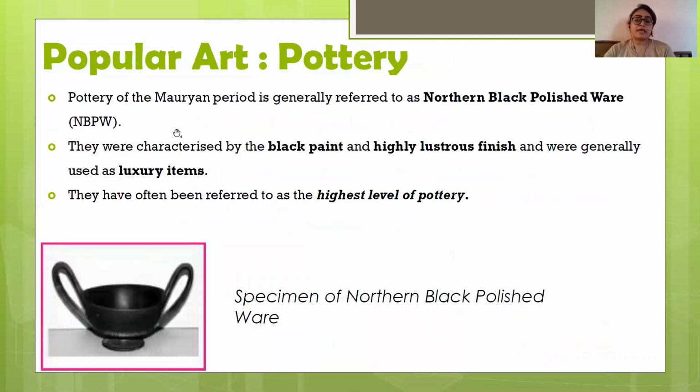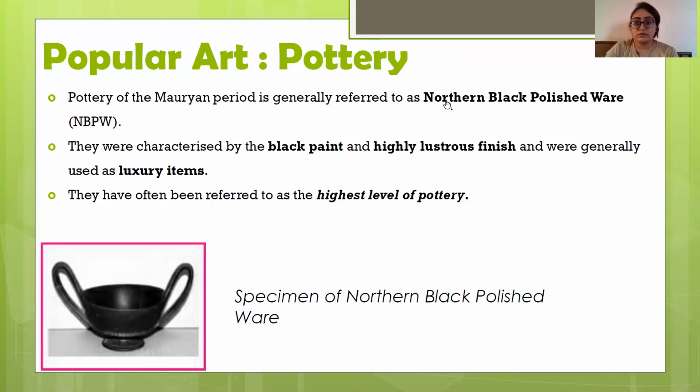Then under popular art, we have seen the third one was pottery. Pottery of the Mauryan period is generally referred to as northern black polished ware. If you remember, Harappan pottery was called red and black ware with red background and black designs. In the Mauryan period, it is called northern black polished ware. Why northern? Because it was mostly found in the northern part, and they were characterized by black paint and highly lustrous finish, and were generally used as luxury items.